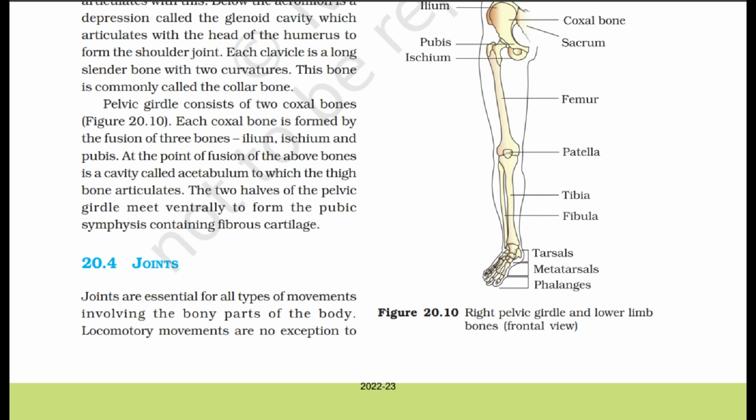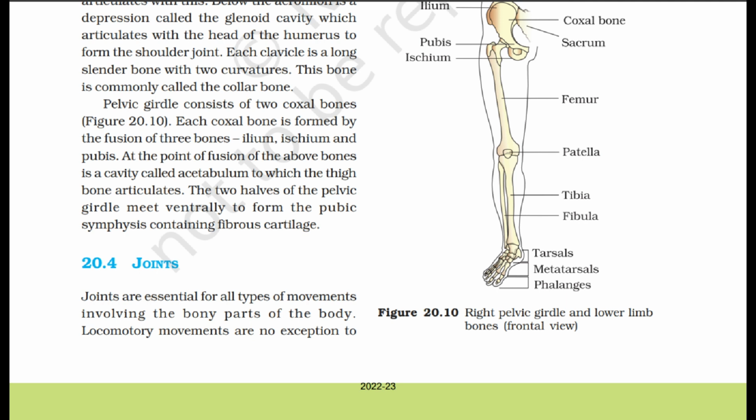Each clavicle is a long slender bone with 2 curvatures. This bone is commonly called the collar bone. Pelvic girdle consists of 2 coxal bones. Each coxal bone is formed by the fusion of 3 bones: ilium, ischium and pubis. At the point of fusion of the above bones is a cavity called acetabulum, to which the thigh bone articulates. The 2 halves of the pelvic girdle meet ventrally to form the pubic symphysis containing fibrous cartilage.